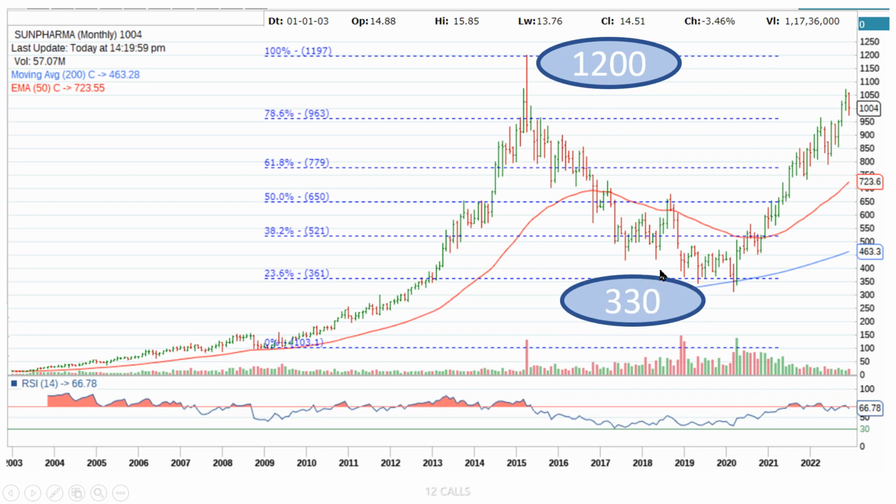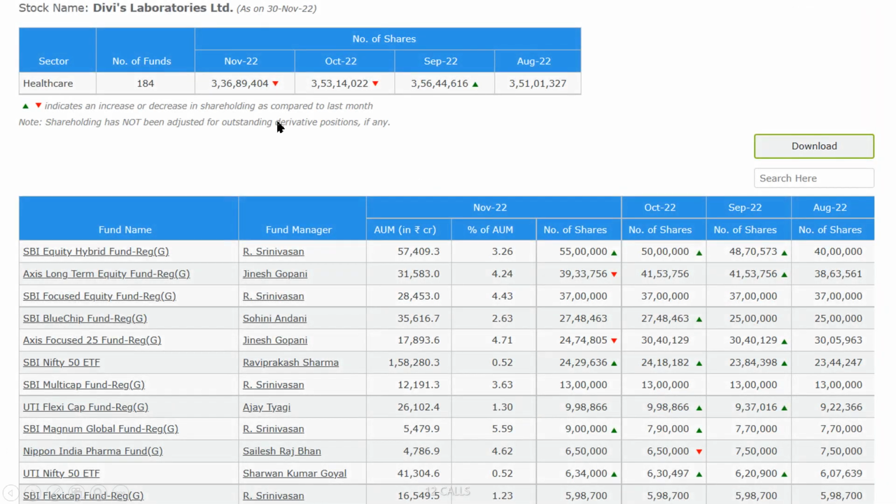So this is the nearest analogy, an apple to apple comparison. We cannot have a comparison across industries. Sun Pharma and DivisLab cannot be compared with Infosys or Reliance. So the nearest comparison I could have done is Sun Pharma, and I did that. The conclusion I'm trying to draw here is that when headwinds start, a company like Sun Pharma can fall by more than 70%, and then why not DivisLab? That's my question.